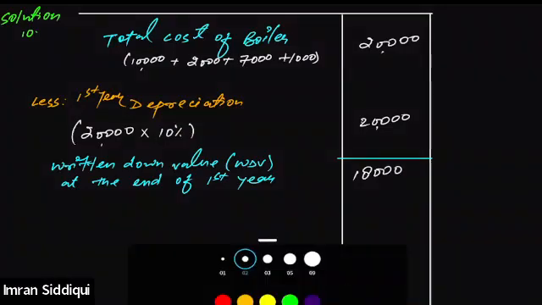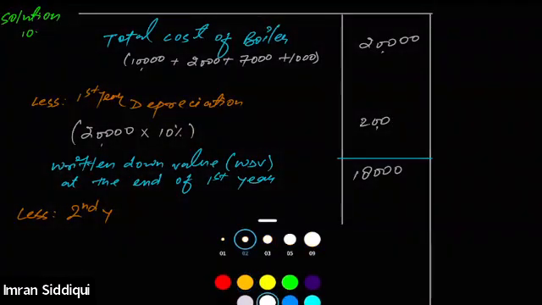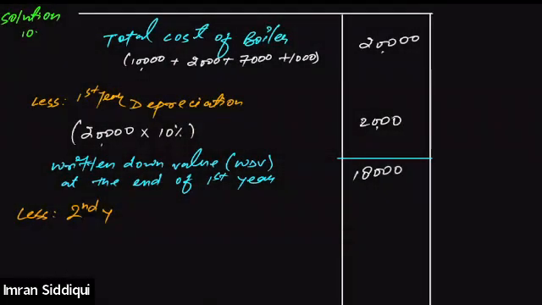All right. Then we will calculate depreciation for the next year. Sir, so for the first year depreciation, the value should be 2,000, right? Yeah, this is 2,000. Sorry. It's not 20,000. It's 2,000.